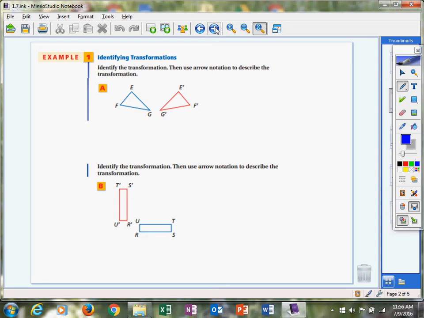Let's get to the second page. Now, example 1, we're identifying the transformation. So this is where, can you tell, just looking at it without numbers, without manipulating it algebraically, what's going on? And then we're going to use arrow notation to describe the transformation. As we look at this, we've got these 2 triangles here. This is our pre-image here. And with these tick marks, these primes, this has to be our image. So something clearly has happened, and we have to identify whether it was a reflection, a rotation, or a translation.